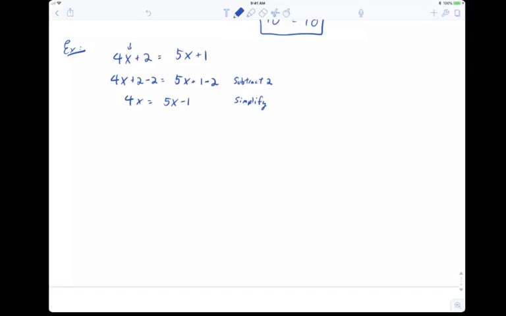There's x terms on both sides. So I'm going to subtract both sides by 5x to cancel out the 5x on this side. 4x minus 5x is equal to 5x minus 1 minus 5x. Subtract 5x from both sides. It's super important to do it to both sides. If I do it, then this side becomes minus 1x, and this side is equal to minus 1. And now I'm going to divide both of these by minus 1, the coefficient in front of the x.